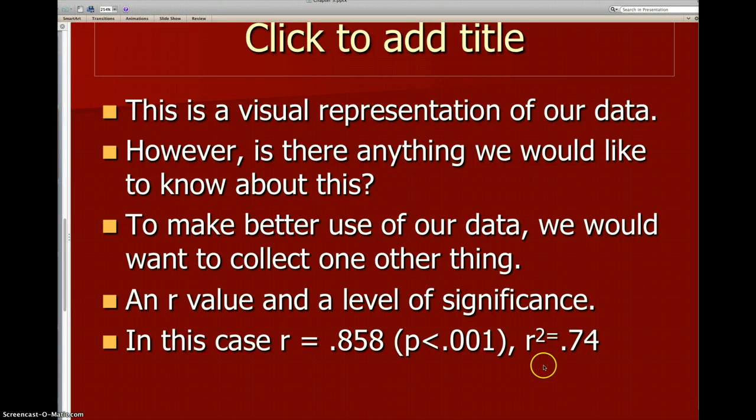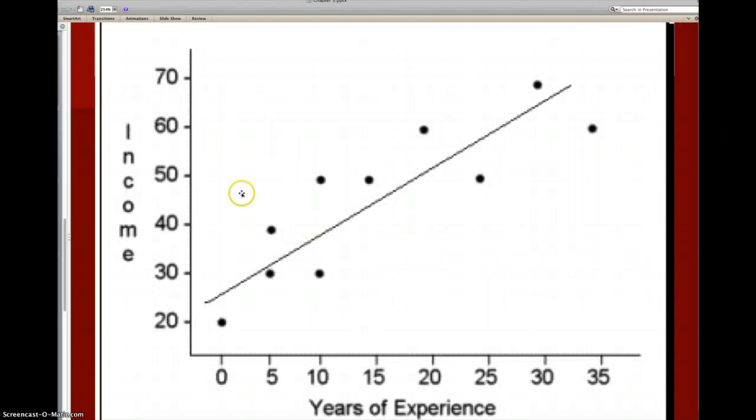It's the unexplained variance. So in this case, what you do is you subtract this from 1, and the unexplained variance would be 0.26. That's how much we don't know about what is happening in this relationship, which is an important thing to keep in mind.